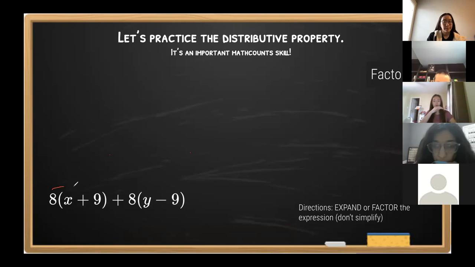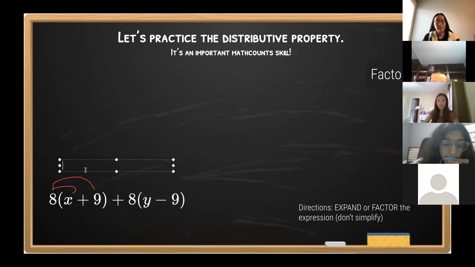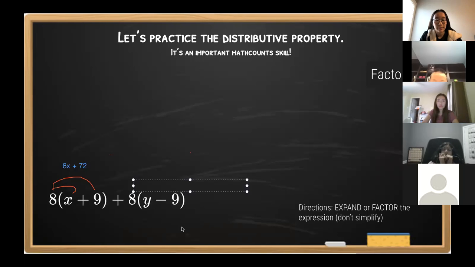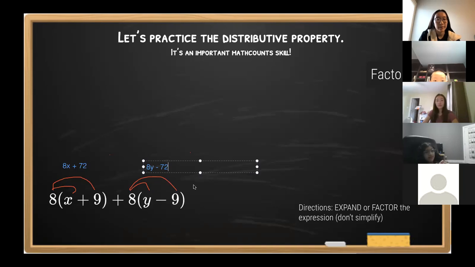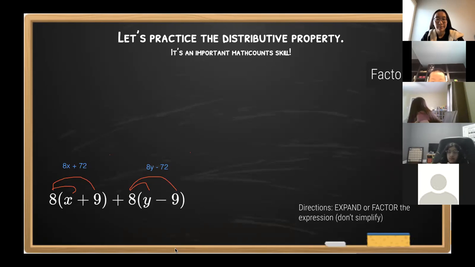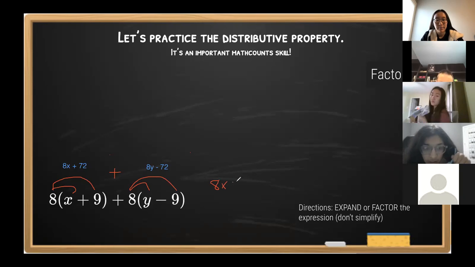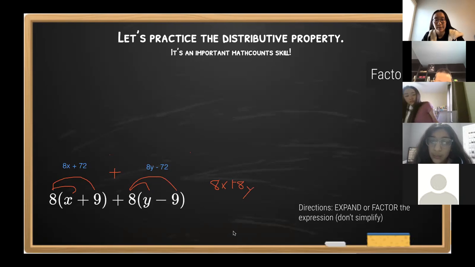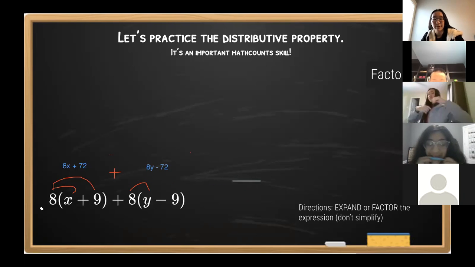For this, you can distribute 8 into the x and 8 into the 9. So this side right here would be 8x plus 72. Then the next side, you distribute 8 into that as well: 8 times y plus 8 times -9. That would be 8y minus 72. Then when you add these together, you just get 8x plus 8y, like all of you are saying in the chat, because 72 minus 72 is 0. So good job. It looks like you guys have a good grasp of the distributive property.